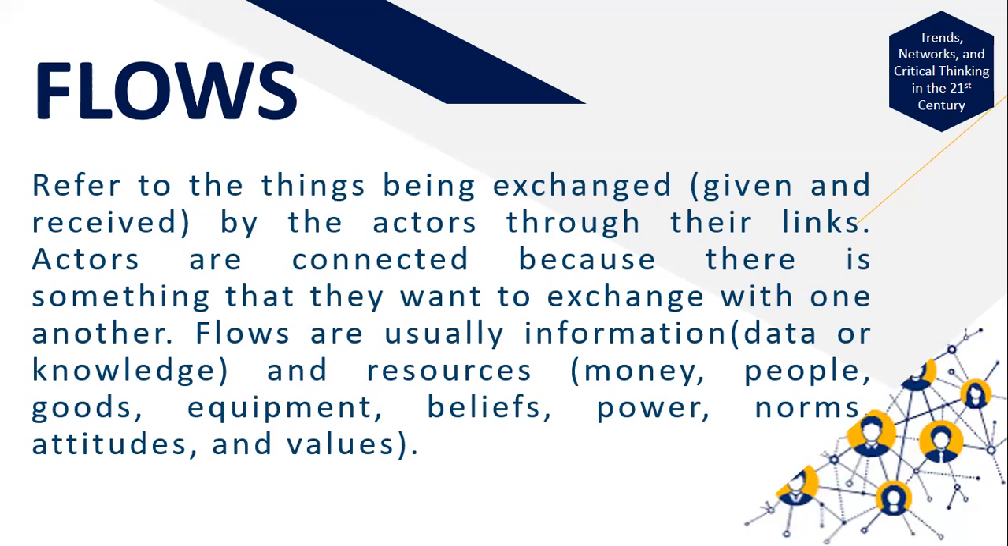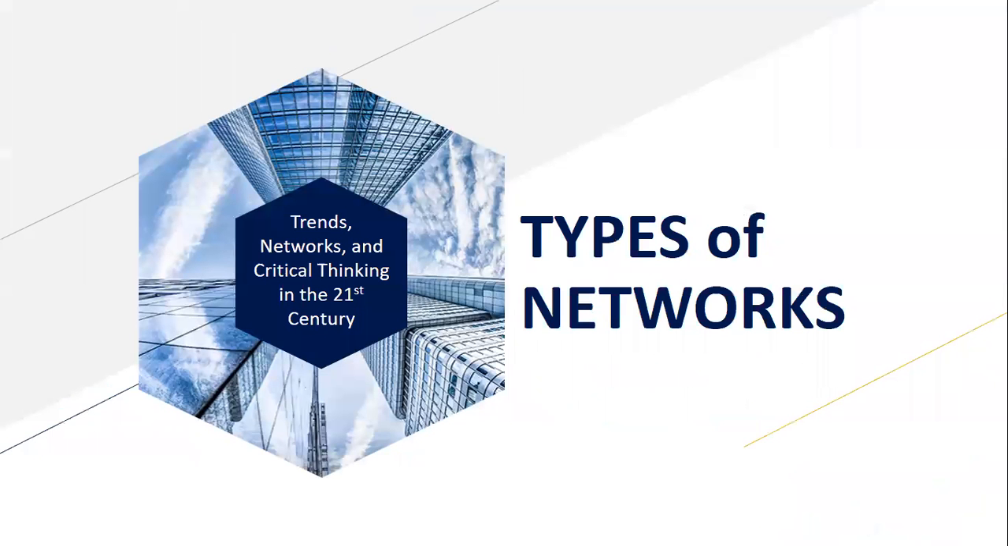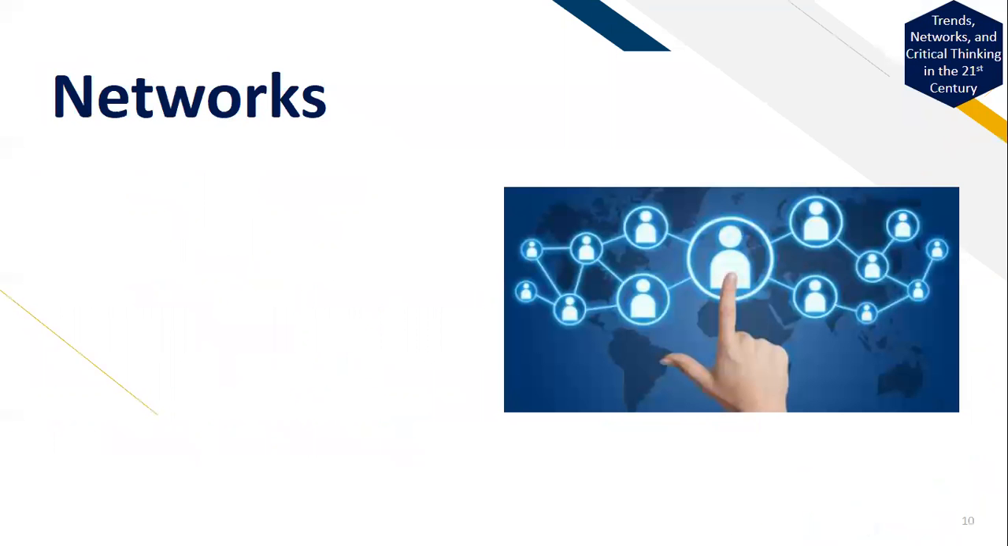So pag sinabi natin information, pwede yan data or knowledge. So nagkakaroon ng links kasi merong desire to exchange information between people or between any entity. Or nagkakaroon ng links because merong money involved, merong people, merong goods, equipment, beliefs, power, norms, attitudes, and values involved. Okay? So next. So what are the different types of networks?